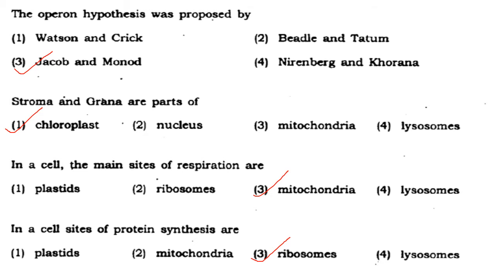Stroma and grana are parts of option 1 chloroplast, 2 nucleus, 3 mitochondria, 4 lysosomes. Answer is option 1 chloroplast. Next one. In a cell, the main sites of respiration are option 1 plastids, 2 ribosomes, 3 mitochondria, 4 lysosomes. Answer is option 3 mitochondria. Next one. In a cell, sites of protein synthesis are option 1 plastids, 2 mitochondria, 3 ribosomes, 4 lysosomes. Answer is option 3 ribosomes.